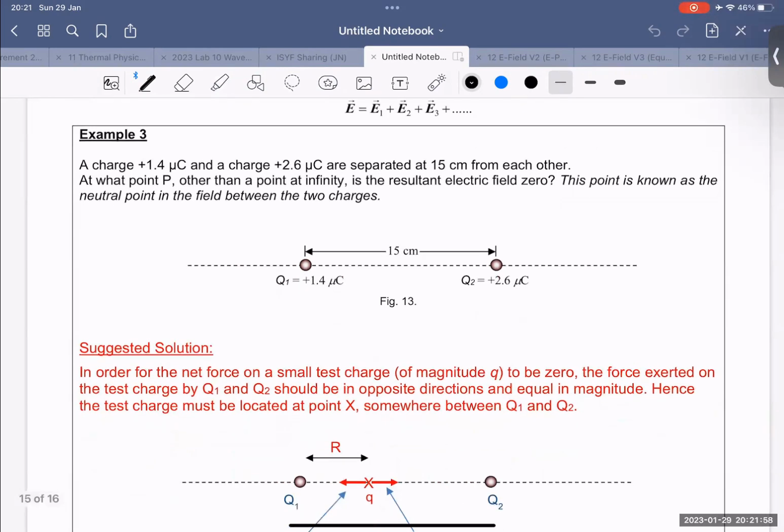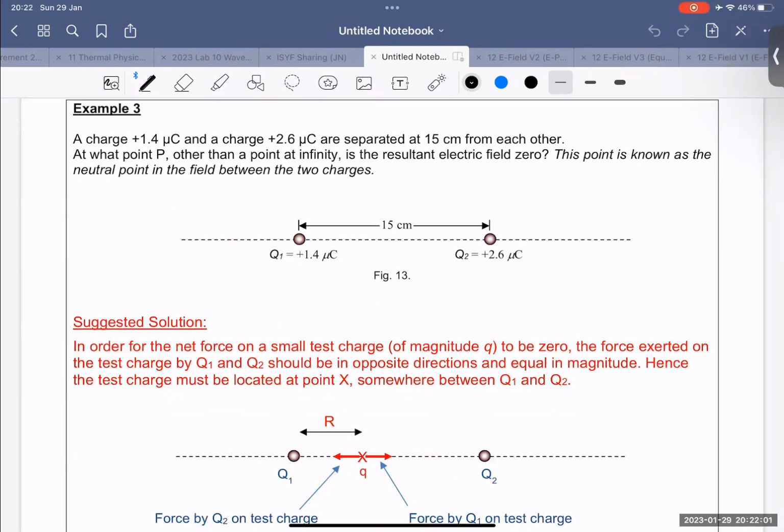Example 3. A charge of 1.4 microcoulomb and a charge of 2.6 microcoulomb are separated by 15 centimeters from each other. At what point P, other than the point at infinity, is the resultant electric field 0? This point is known as the neutral point in the field between the two charges.